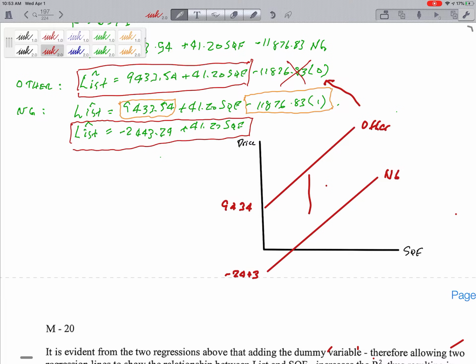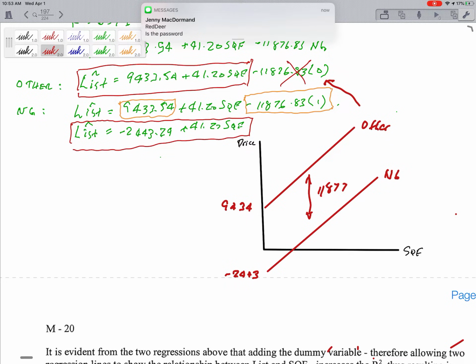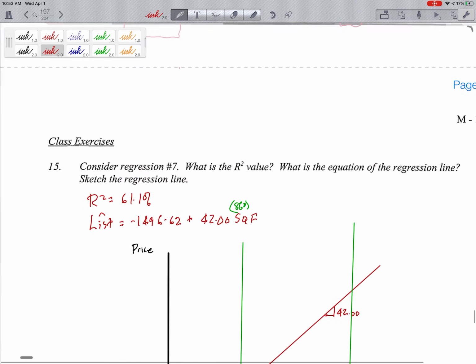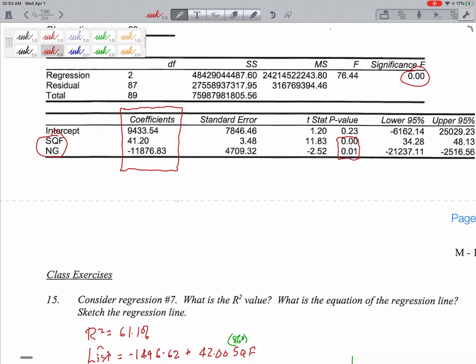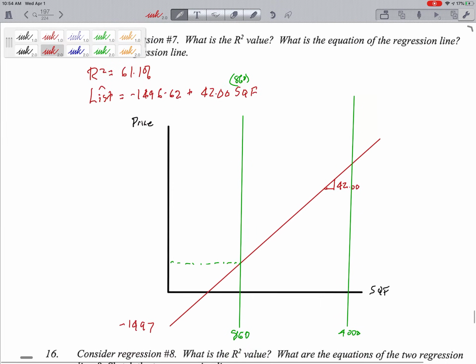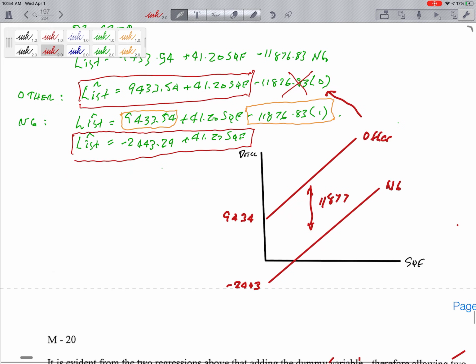The difference between these lines, the vertical distance, is 11,877, which is the value of the dummy variable. Are they significantly different? Yes, because this value right here is a low p-value, which means that there is a significant difference between the two lines. So there are the equations for the two lines.